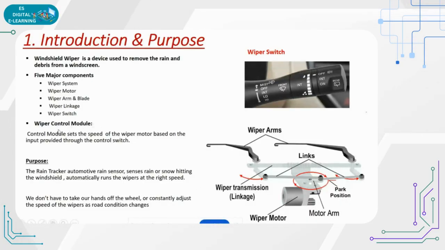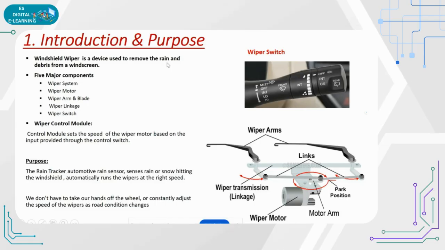Okay. So the wiper control module here, we are setting the speed. Okay, the wiper motor, whatever wiper motor, we need to adjust the speed. So how we are adjusting the speed? With the help of the current that we are supplying it.